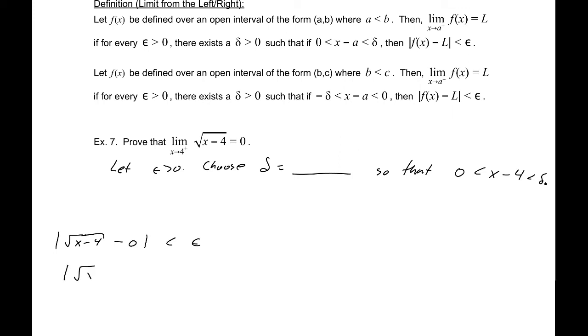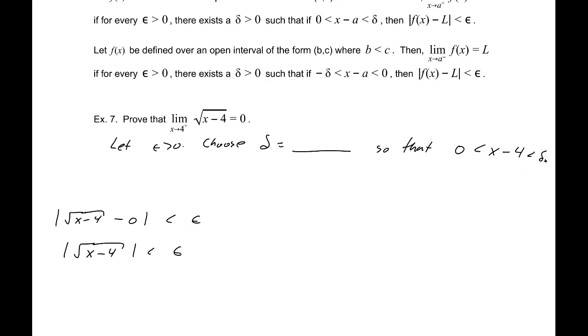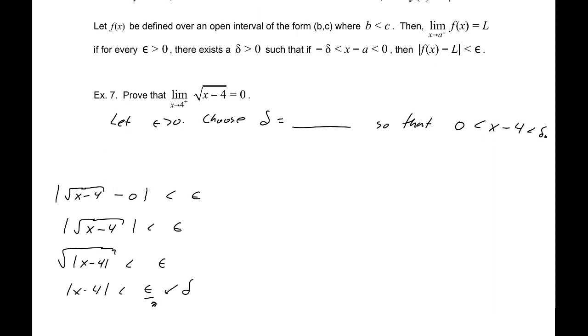So that is the absolute value of the square root of x minus 4. All right. Well, this happens to be the same as the square root of the absolute value of x minus 4. What we really want is that x minus 4. So if we square both sides, the absolute value of x minus 4 is less than epsilon squared. That will be our delta value. So we'll choose that to be epsilon squared. Now consider, and I want to ignore my scratch work. Pretend that didn't just happen here.